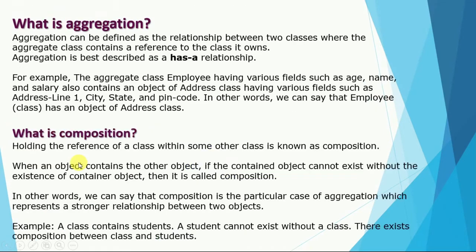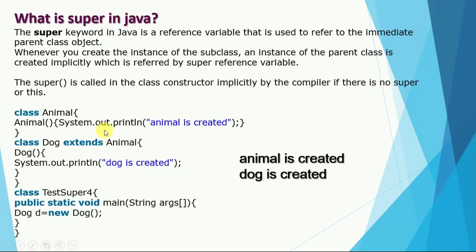I hope you understood. We already discussed what aggregation is. The aggregation relationship we already discussed. Aggregation is best described as a has-a relationship. And composition we also already discussed, with an example. We also discussed the super keyword.